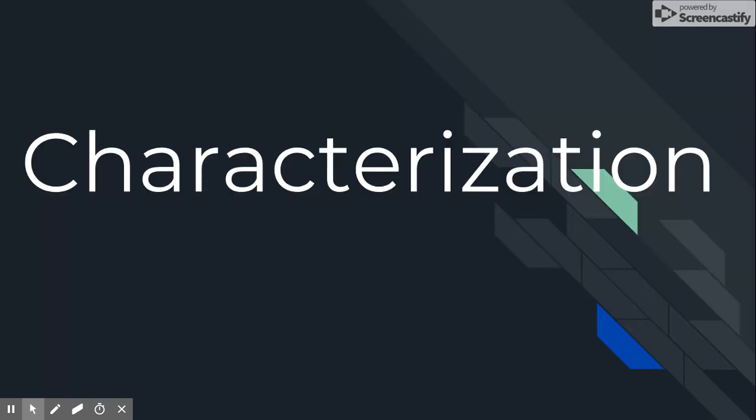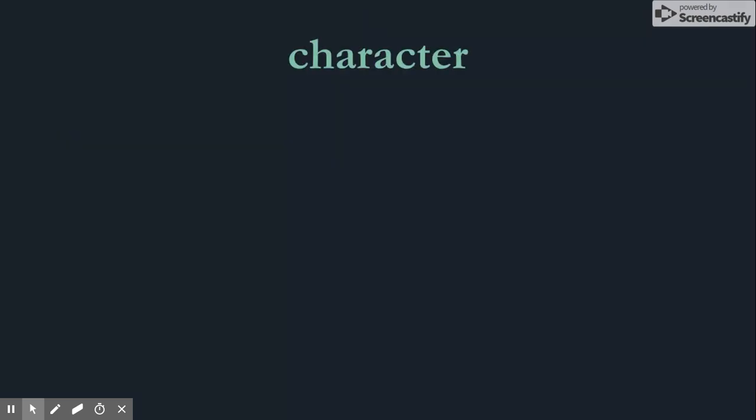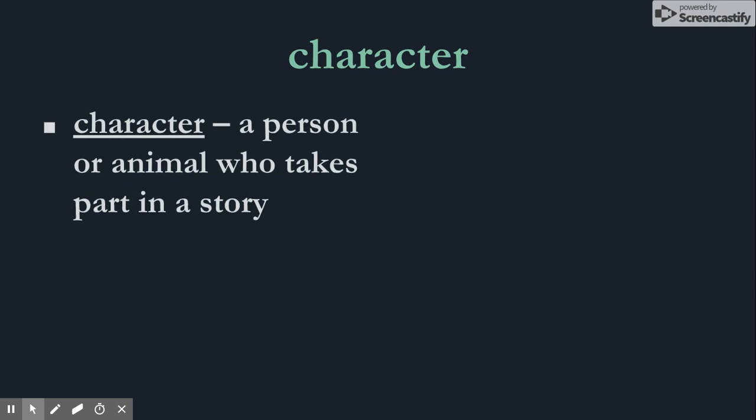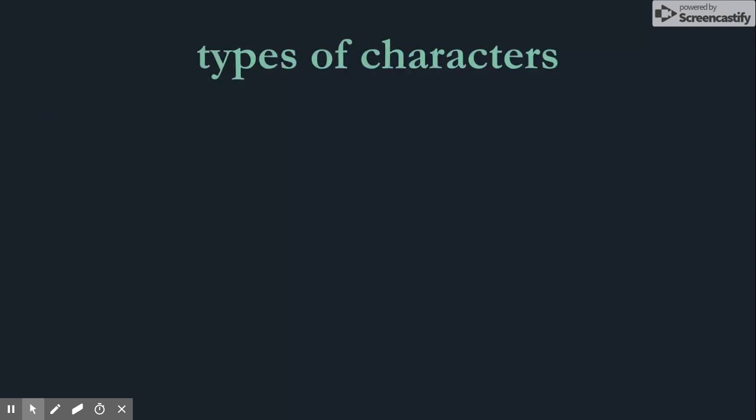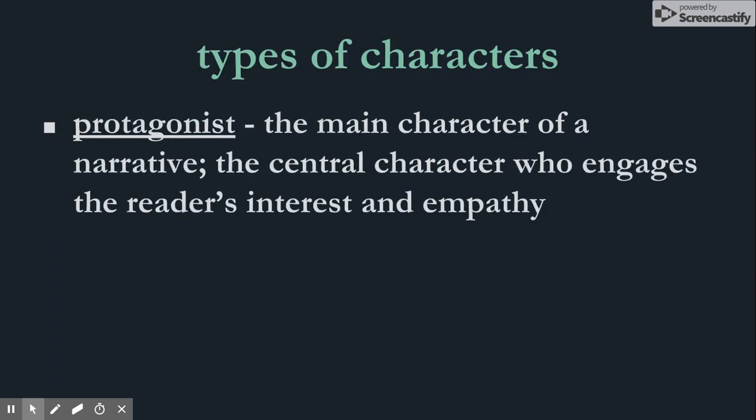The third literary device that I want to talk to you about today is characterization. A character is a person or animal who takes part in a story. There are different types of characters. The one that I want you to take notes on right now is the protagonist. This is the main character of a narrative, the central character who engages the reader's interest and often their empathy.